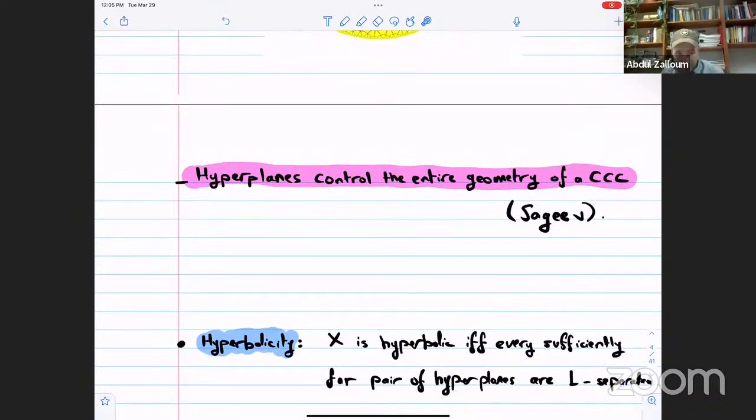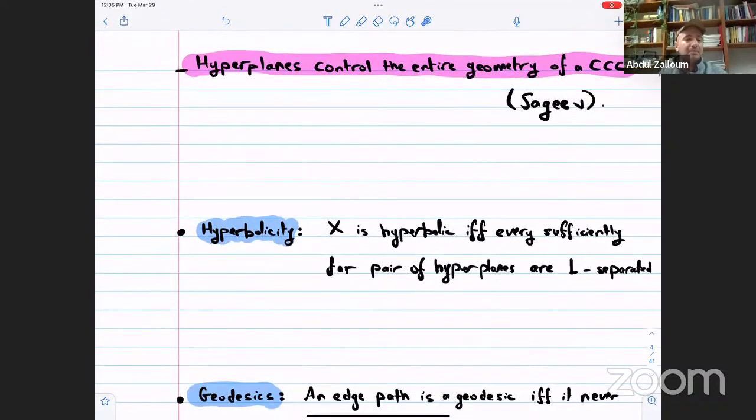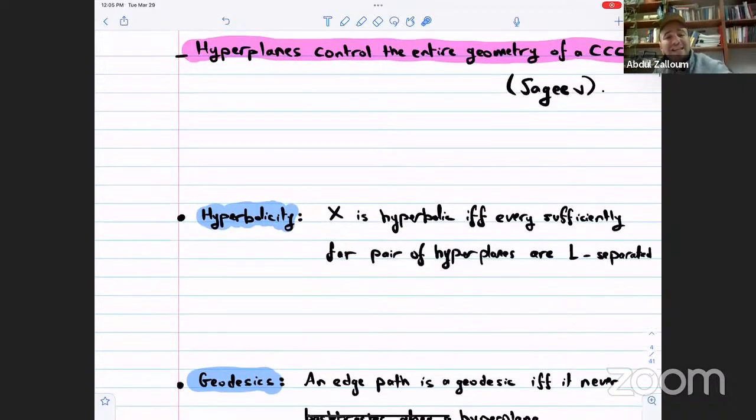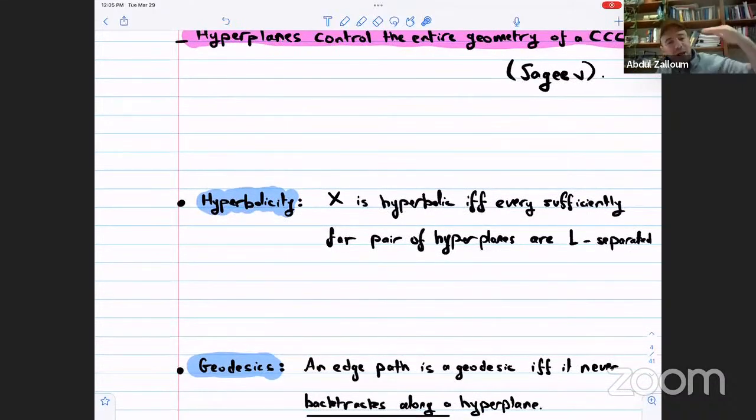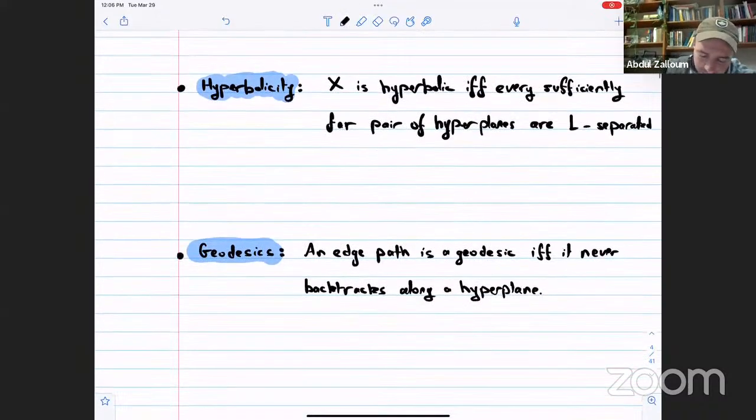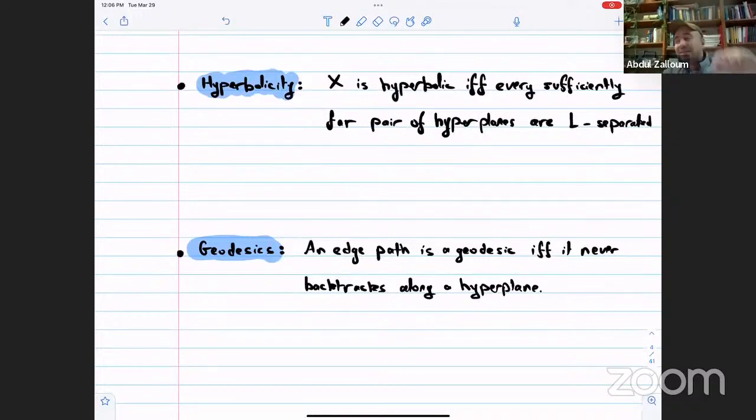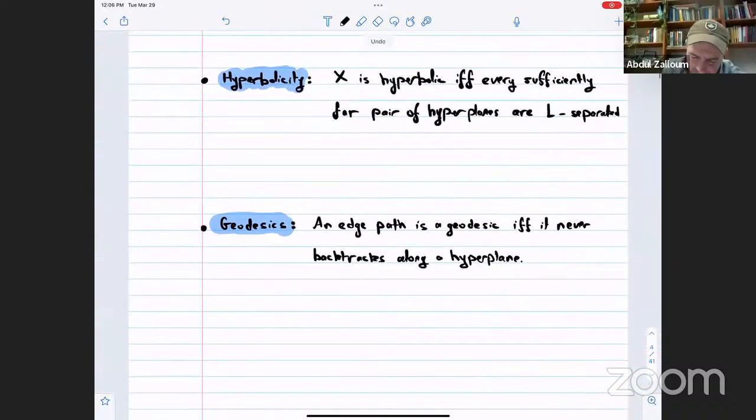But this is not special to hyperbolicity. What I'm saying is that anything can be described in these terms. For example, let's say you're in a CAT(0) cube complex. You would like to understand if an edge path is a geodesic or not. It turns out that an edge path is a geodesic if and only if it never backtracks along a hyperplane, if and only if it never crosses a hyperplane and then crosses it again. So you have two notions, hyperbolicity and geodesics, and both are described purely in terms of hyperplanes. And the list goes on and on. You can describe distance in terms of hyperplanes: the distance between two points is the number of hyperplanes that separate them. But that's the idea. All right.